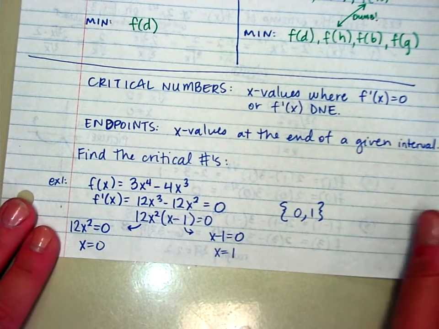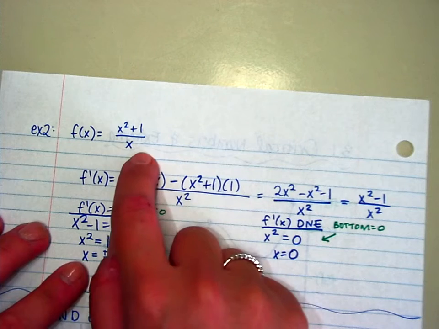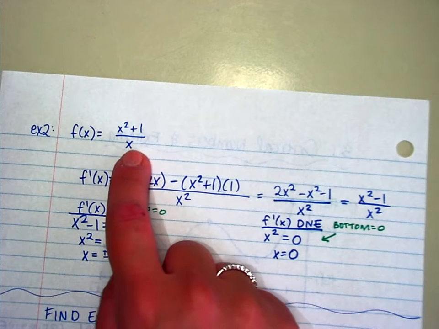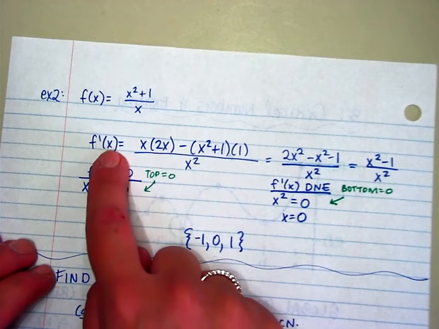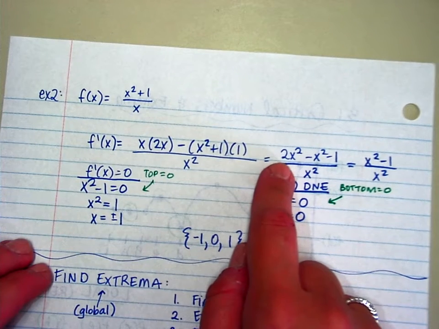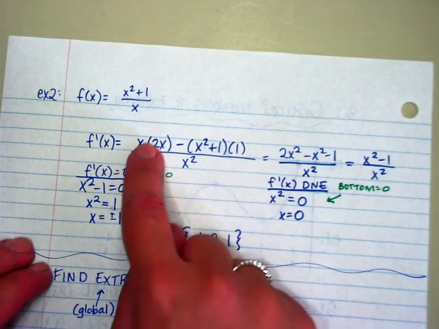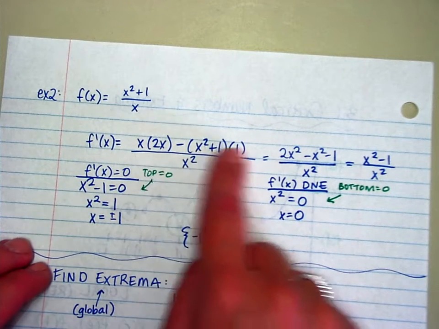Next example was a quotient, x squared plus 1 over x. So we talked about how to find critical numbers from a quotient. In chapter 3, we're going to simplify a lot. So in chapter 2, I said you didn't have to simplify this quotient rule. Now it's very important that we do.